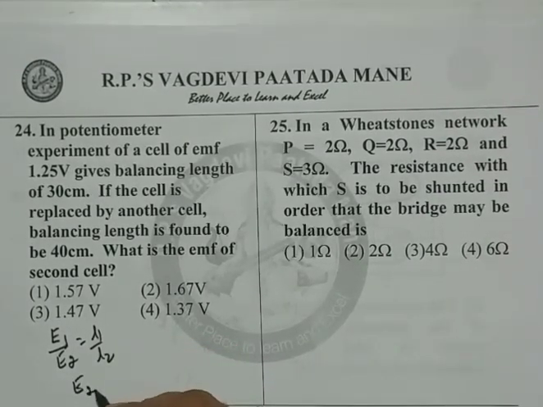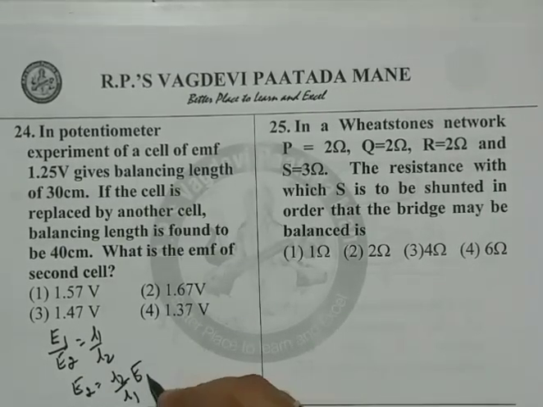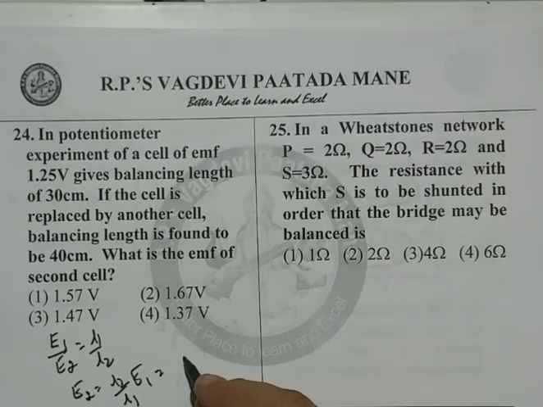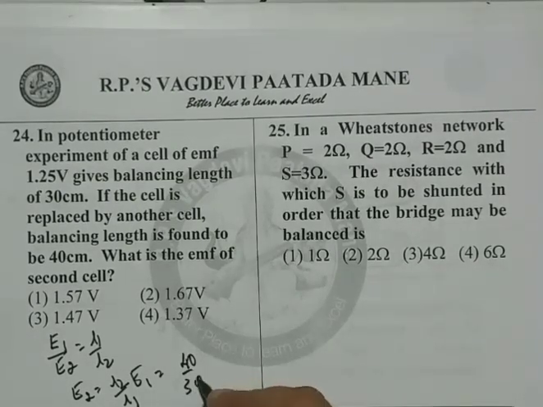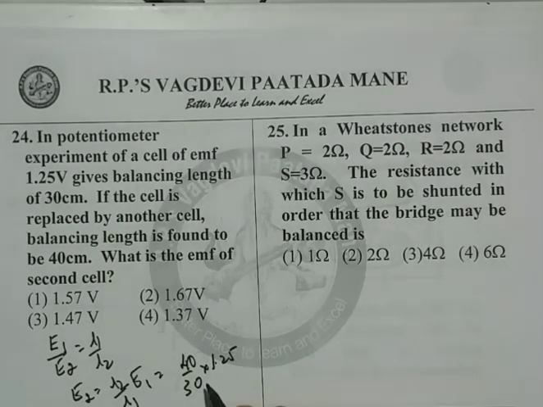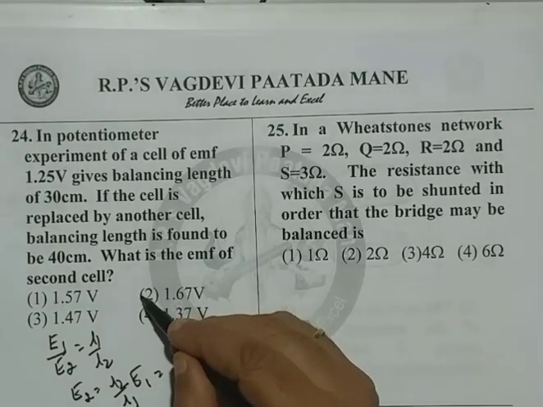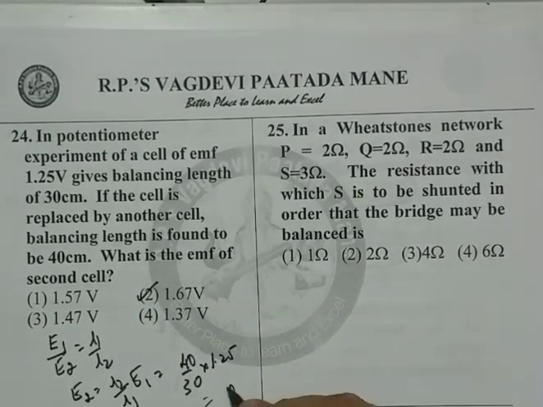Therefore, E2 equals L2 by L1 into E1, that is 40 by 30 into 1.25. If we calculate this, it becomes 1.67. So option 2 is correct there.